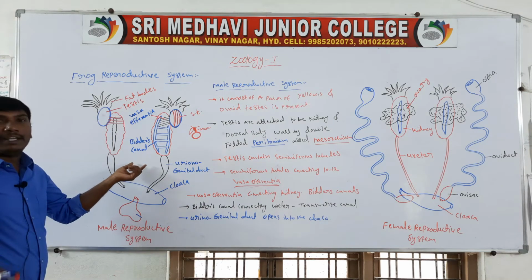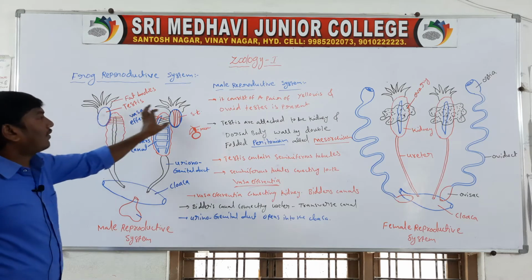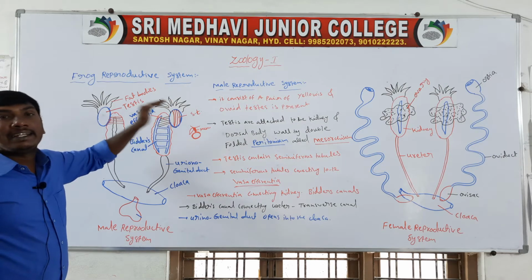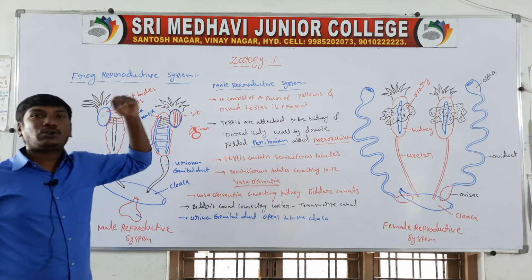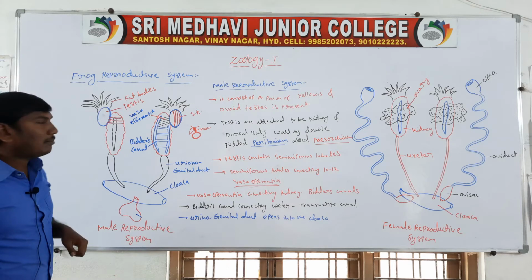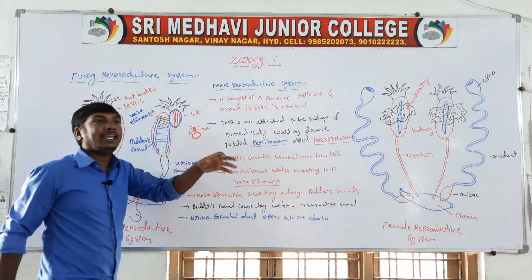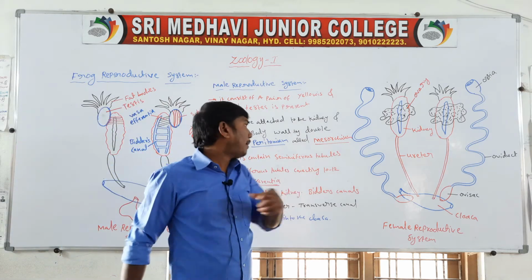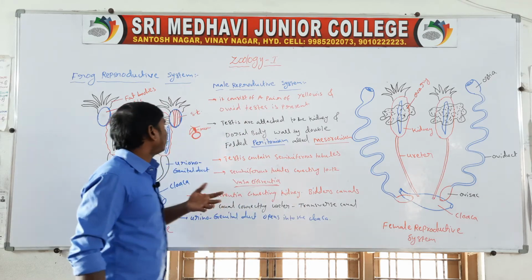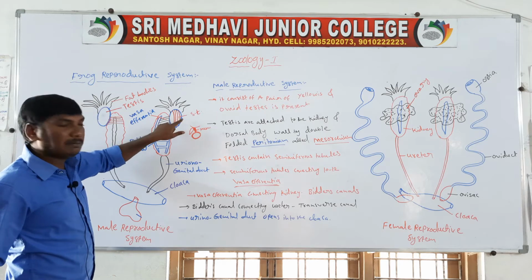So this is the male reproductive system. To revise: the male reproductive system consists of a pair of yellow, ovoid-shaped testes. These testes attach to the kidneys and dorsal body wall through a double-folded peritoneum membrane called the mesorchium. The testis contains numerous seminiferous tubules.